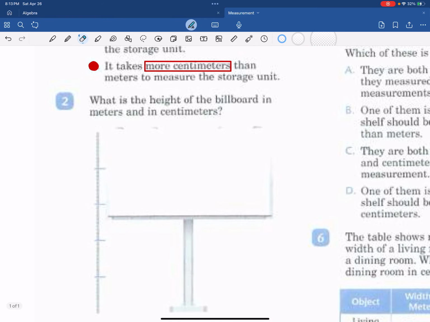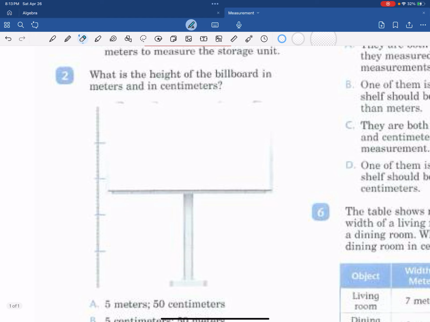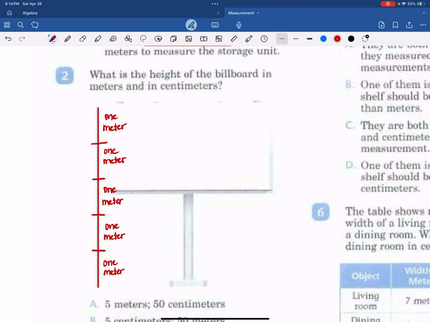What is the height of the billboard in meters and centimeters? And this is a little hard to see, so let me try to draw it in for you. Here's the measuring stick. This represents a meter. So we have 1 meter, 1 meter, 1 meter, 1 meter, and 1 meter. So you have 5 meters.